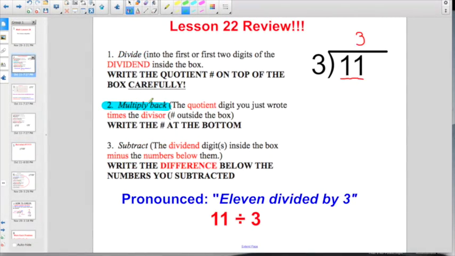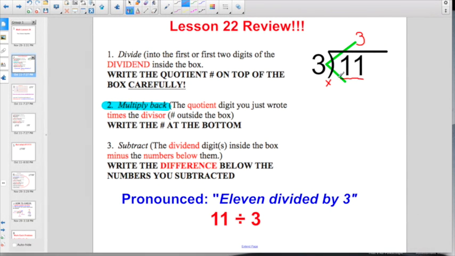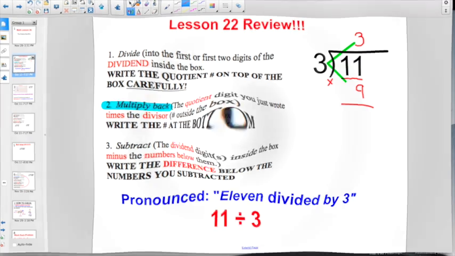My second step is multiply back the quotient digit you just wrote times the divisor, otherwise known as the number outside the box. I just wrote a 3. I'm going to multiply it by the 3 outside the box, aka the divisor, and I'm going to write my product right down below. So what is 3 times 3? Hopefully everybody in the room knows 3 times 3. Hey, that was that multiple we saw in the 3 row. That is 9, right? Go ahead and write it down right below the box, getting ready for step 3.